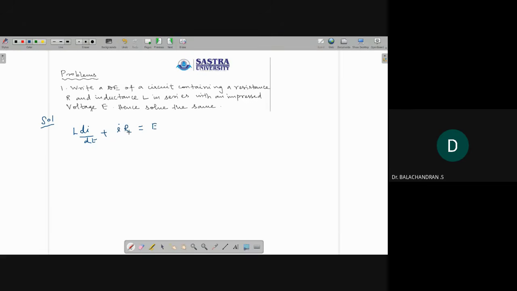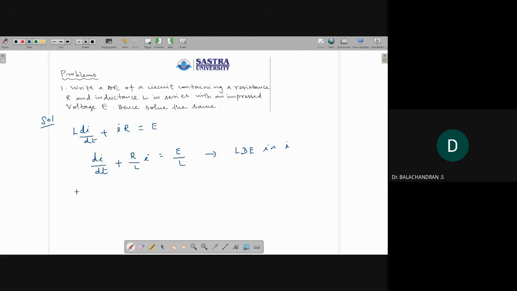Okay. Now throughout divide by L. So di by dt plus R by L into I equal to E by L. So this is a linear differential equation in I.